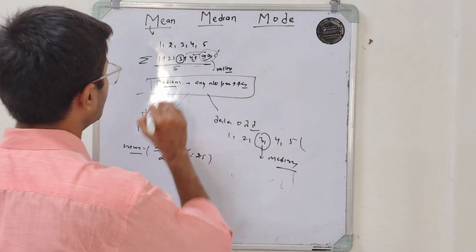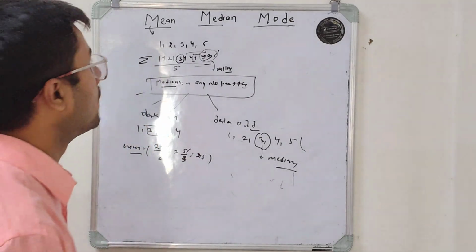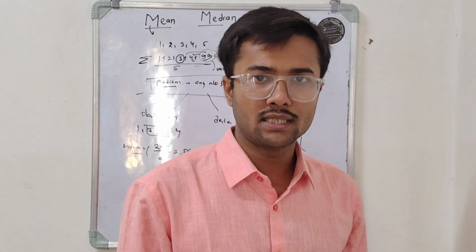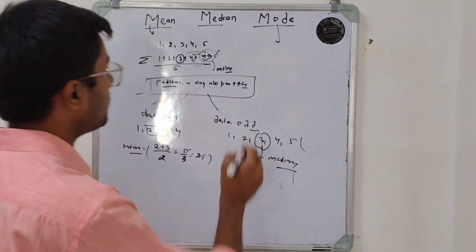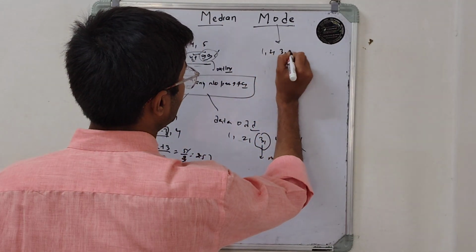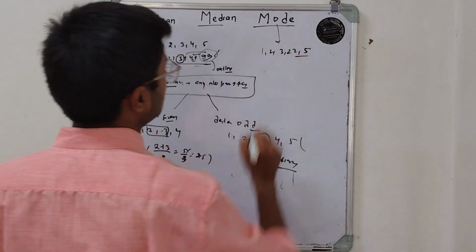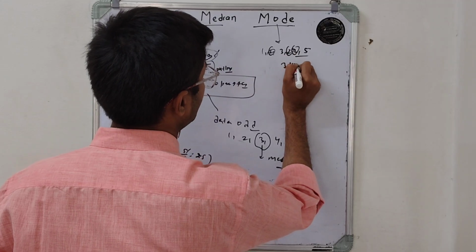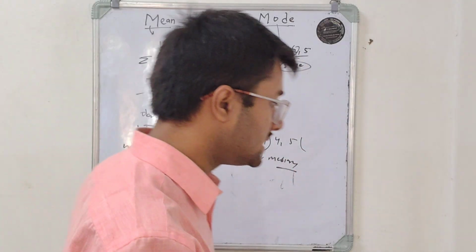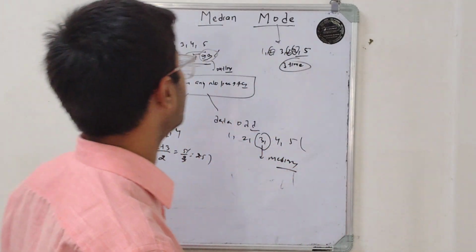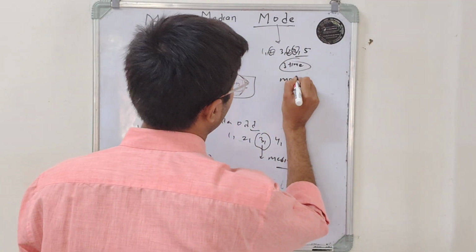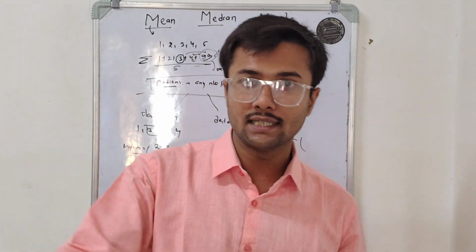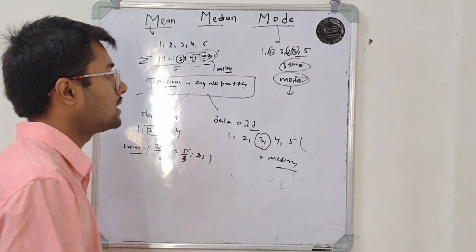Okay, after the discussion of mean and median, now we go to the mode. Mode means the numbers that are repeated frequently in the data. For example, if I write 1 2 3 2 2 5, you can see that the number 2 is repeated 3 times. So the number which is repeated the most number of times in the data is considered the mode.